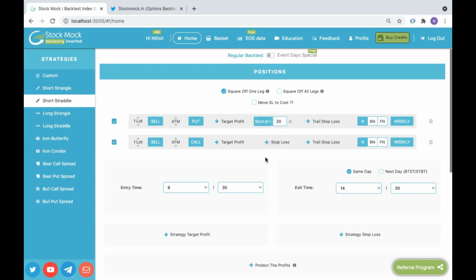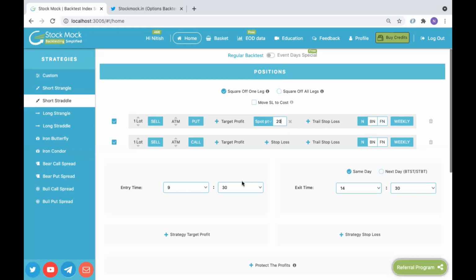Just to give you an example, these are the two options we have added: spot points and spot percentage. Let's say we have added 20 spot points. When you entered the strategy at 9:30, assume your spot price was 14,000. Now you are saying that if the spot moves 20 points against your direction, then you will cut this leg. I will repeat.